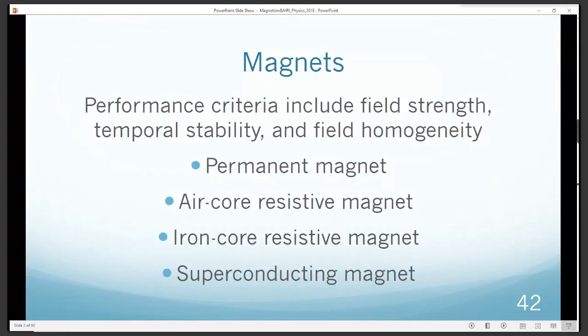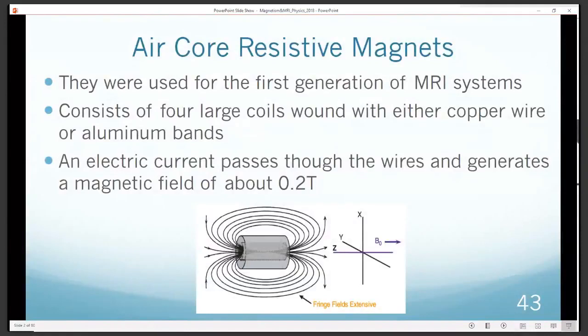Superconducting magnets have become the most dominant kind because you can produce higher magnetic field strengths. They're much more homogeneous, and they use less power. So I'm going to concentrate what little I say about magnets on those. But just to explain, air core resistive magnets were the first generation. They consist of large coils wound in copper wire or aluminum bands, and electric current was passed through them to generate magnetic field strengths that range from about 0.2 to 0.3 Tesla.